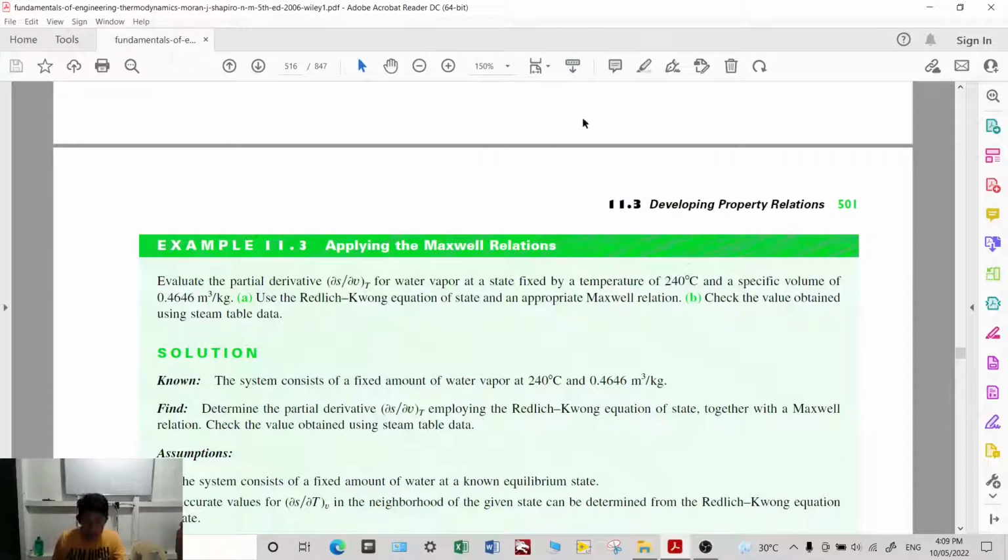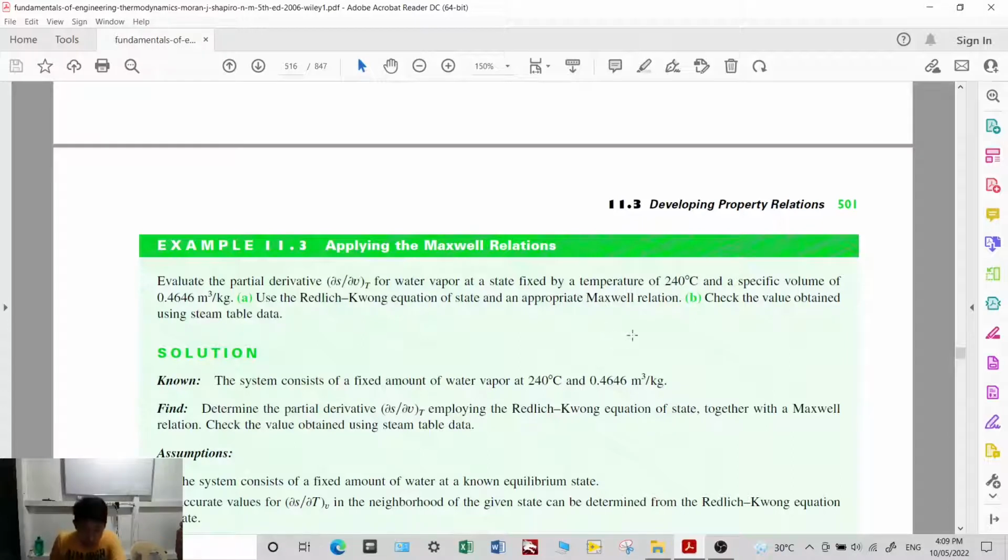Okay, so we have an example here that applies the Maxwell relations. Where do we use the Maxwell relations? We evaluate the partial derivative of entropy with respect to volume at constant temperature for water vapor at a state fixed by a temperature of 240 degrees Celsius and a specific volume of 0.4646 m³ per kilogram. Use the Redlich-Kwong equation of state and the appropriate Maxwell relation. Check the value obtained using steam table data.